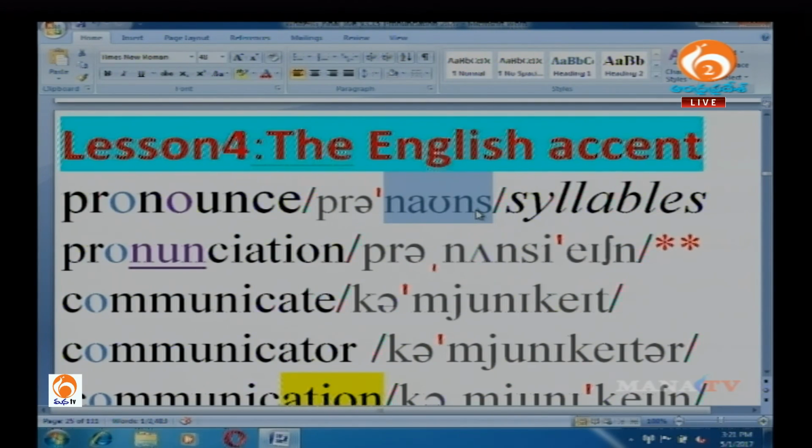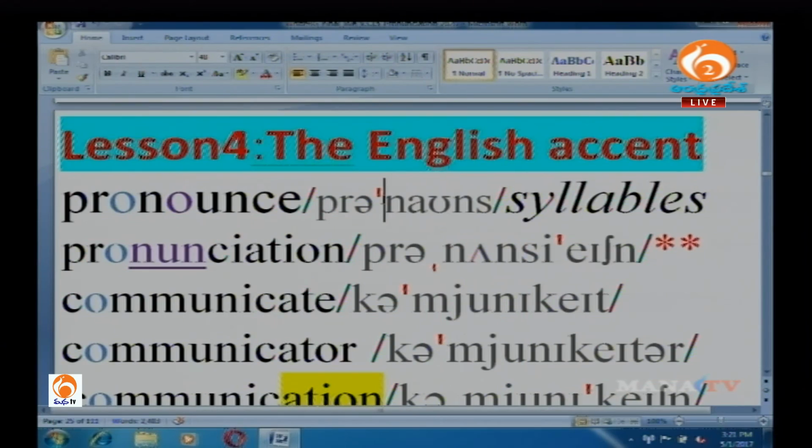Pronounce. Repeat after me. If you say it with the wrong stress, that doesn't sound right. And that's the right accent if you stress nouns. Okay? Repeat after me. Pronounce. And this little mark here, that's called accent mark.